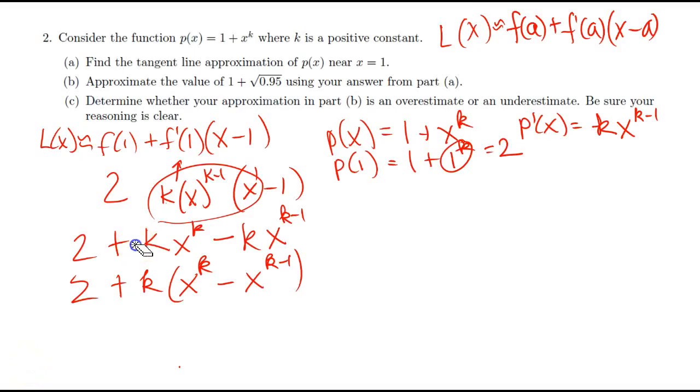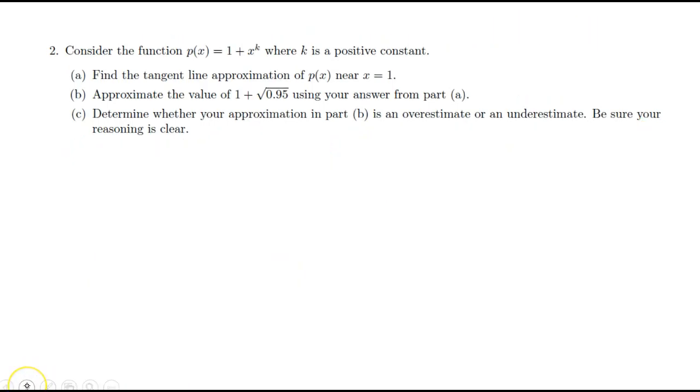Okay, I'm going to start with number 2. I guess I can't erase this. So let's go to this. We're going to start with number 2. So it says, find the tangent line approximation of this function near x equals 1.